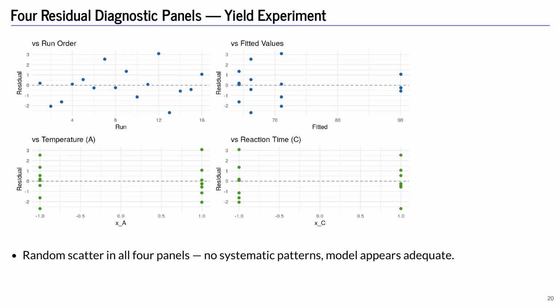There is no curve, so the linear plus interaction model is capturing the shape of the relationship adequately. The factor panels, residuals against temperature and against reaction time, show no residual structure. The model has extracted what those factors contribute. There is nothing left in the residuals that is systematically related to either factor. All four panels look like noise. That is exactly what we want, and it gives us confidence that the reduced model is adequate for this data.